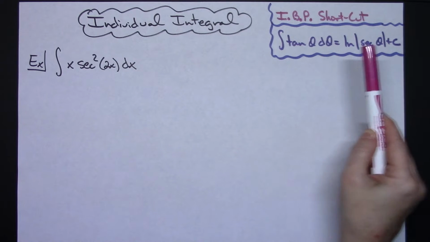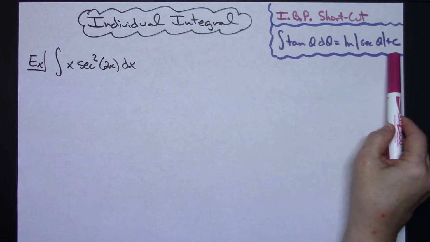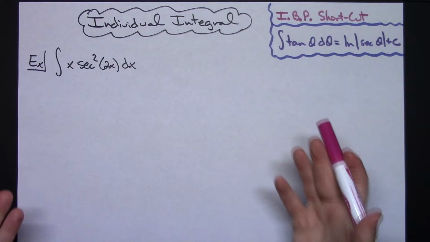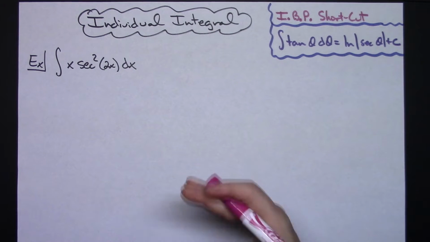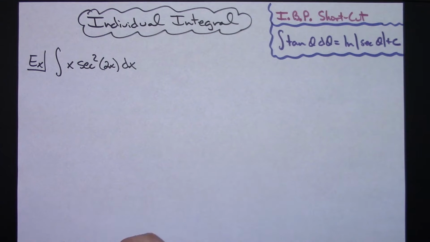And if you've already got that memorized as the natural log of the absolute value of secant theta plus c, then that's going to make things go a lot smoother. Now, obviously you can do integration by parts the long way. However, as long as the problem's nice and it comes out really short, then I like a shortcut method.